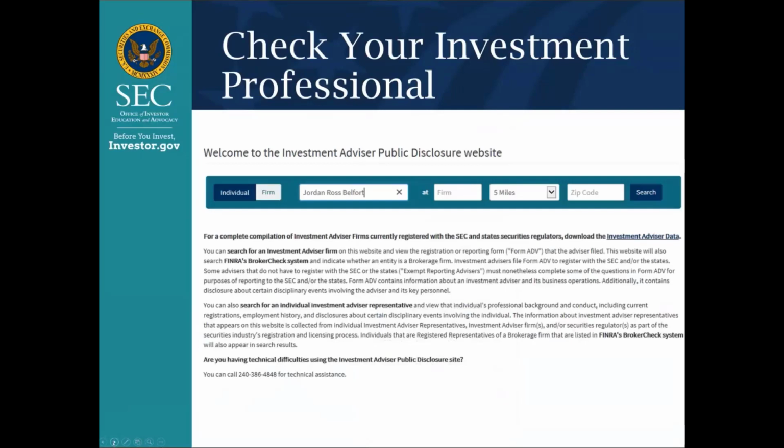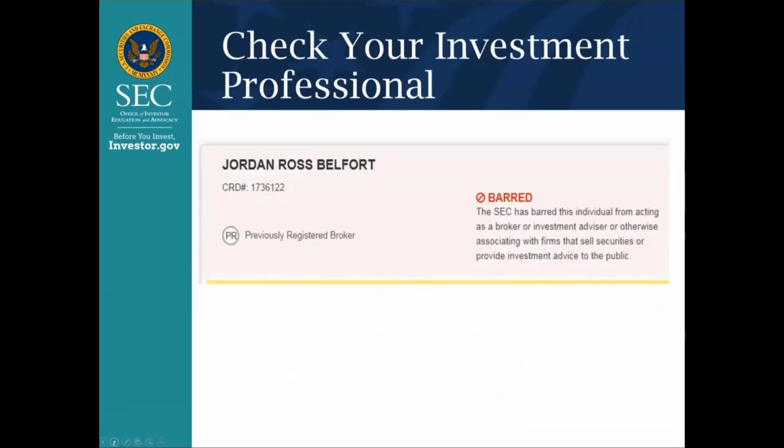Now, what if we came across someone who's had a checkered history in the securities business? Did you ever see The Wolf of Wall Street? The character Leonardo DiCaprio played was a real-life person named Jordan Belfort. Let's plug him into the search engine. This is what you'll see. Jordan Belfort was barred from acting as a broker or an investment advisor or otherwise associated with firms that sell securities or provide investment advice to the public. Among other things, like his industry experience, exams taken, and employment history, etc. Would you want to know if someone's been barred by an industry before investing?